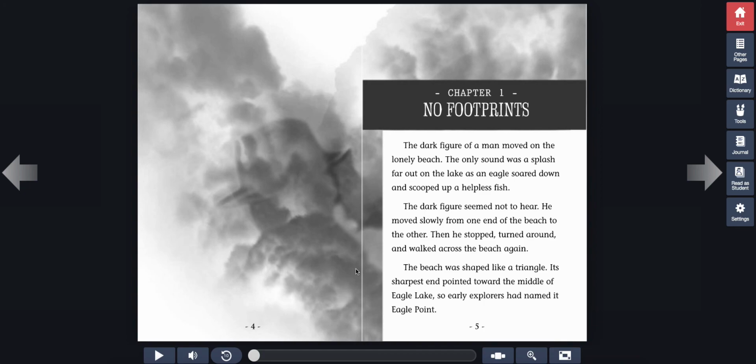So yeah, it was basically because of the shape that the beach has, and also because it's sharpened and pointed toward the middle of Eagle Lake. So that's the reason why they began calling this Eagle Point.